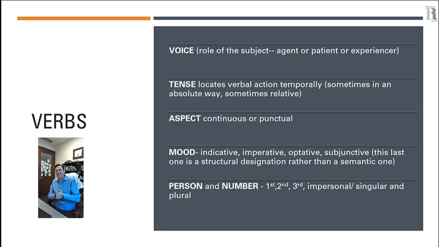Then there's mood. Mood is, broadly speaking, the relationship of a verb to reality. You have the indicative mood. That's the regular vanilla version of the verb. He is walking, right? The word indicative comes from a Latin word, indicare, like your index finger, which means to point. It indicates what is going on. That's the indicative mood of the verb.